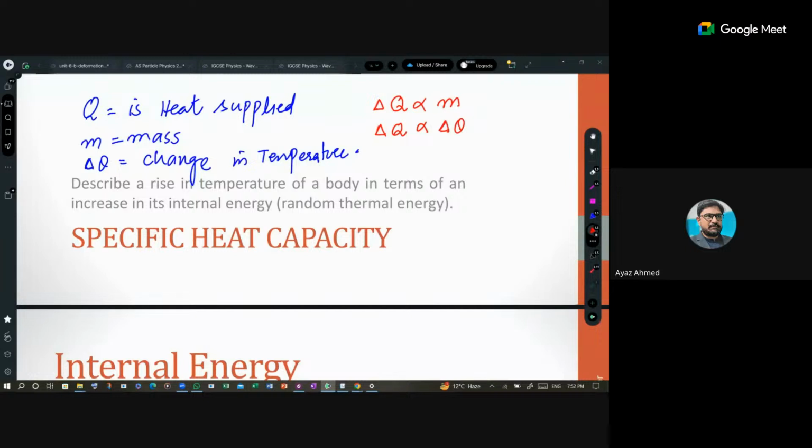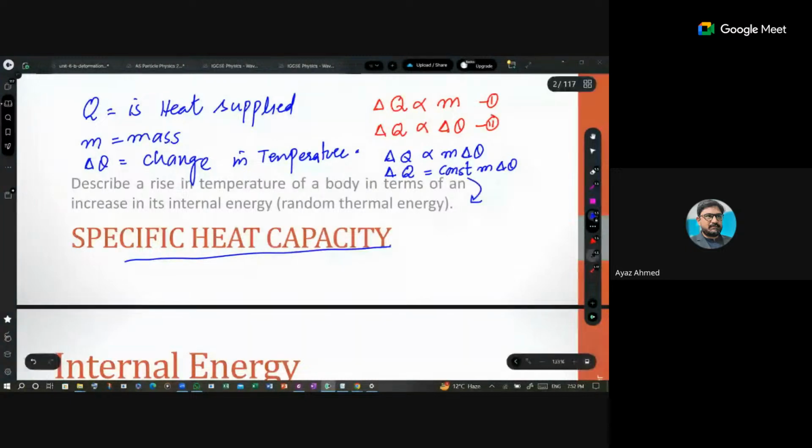ठीक है. अगर आप ज़्यादा मैस है तो उसका टेम्परेचर बढ़ाने के लिए आपको ज़्यादा हीट चाहिए होगी. अगर आप टेम्परेचर ज़्यादा बढ़ाना चाह रहे हो तो यू नीड मोर हीट. So simply speaking, delta Q is directly proportional to m delta theta. So when I replace this proportionality sign, I get a constant over here that is equals to m delta theta, and that constant is called specific heat capacity. What is the name of that constant? That constant is your specific heat capacity.